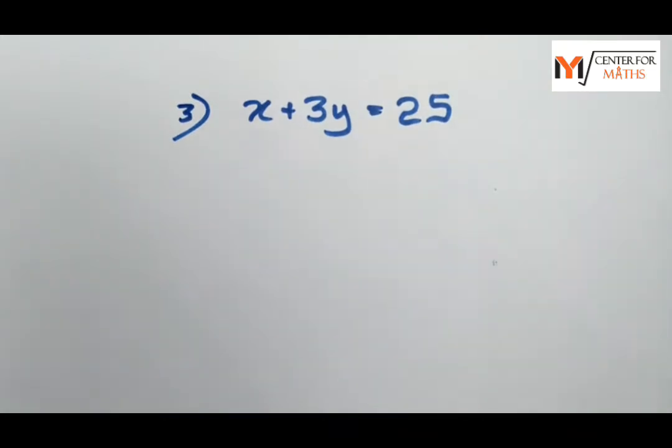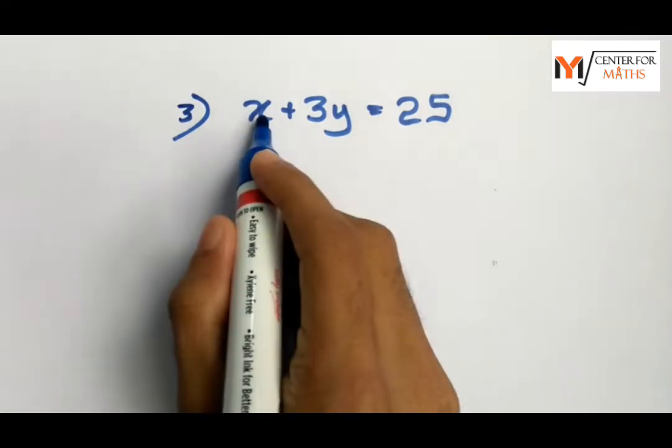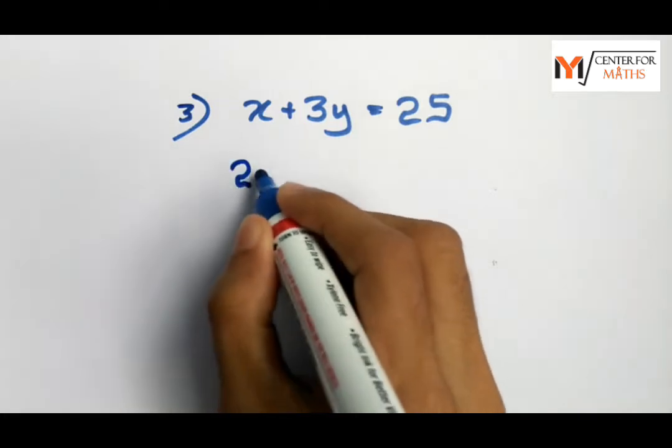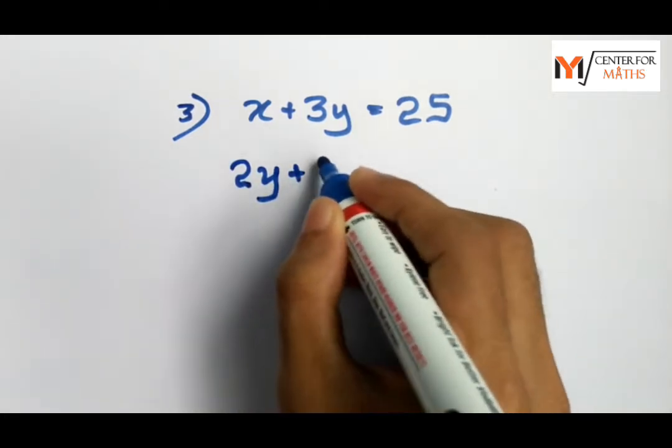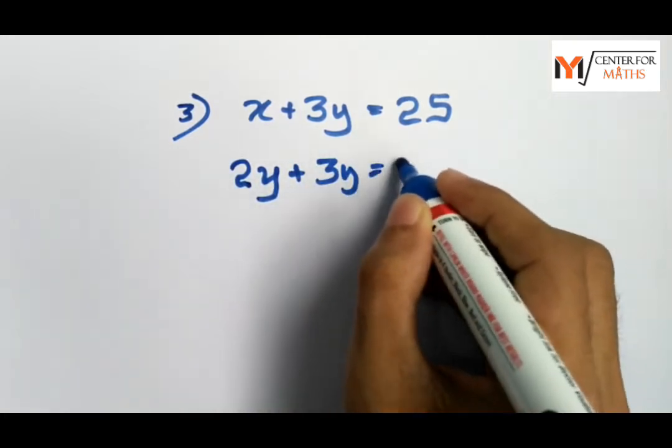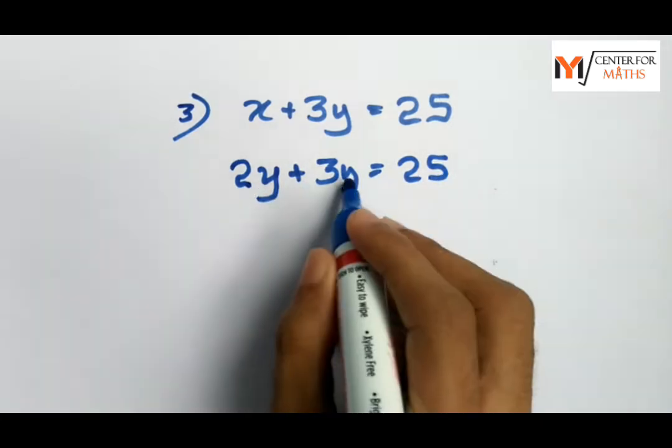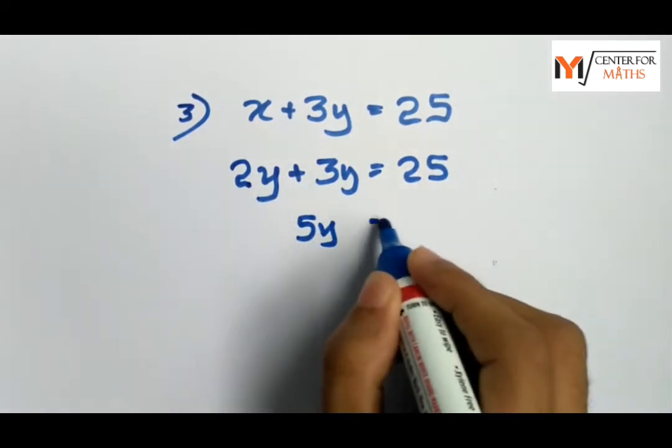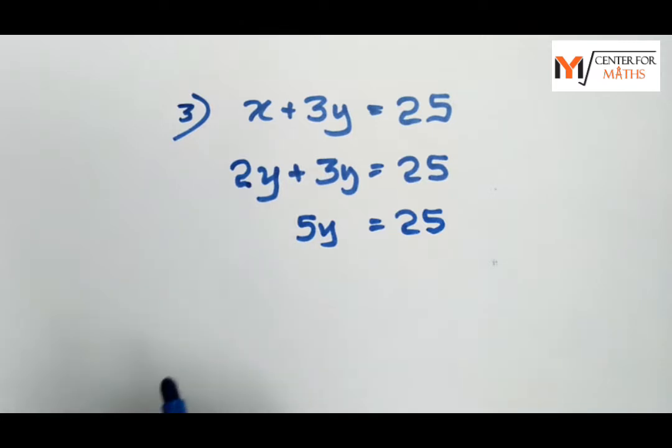Read the question carefully. They are saying that the value of x is twice the value of y. So that means the value of x is twice the value of y, so we can substitute like that. Now we can find the value of y easily. 2y plus 3y, that's 5y equals 25. You can divide and check.